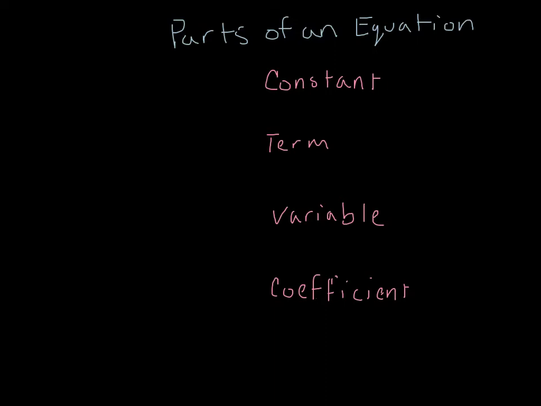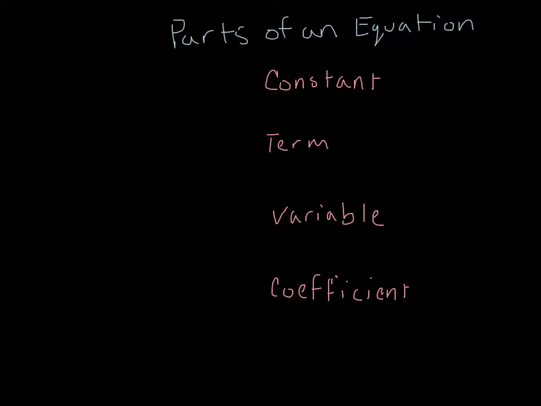Okay, we are going to move into now working on equations, and in order to do that we need to start with the parts of the equation. There are four main parts to an equation. We have a constant, a term, a variable, and a coefficient.